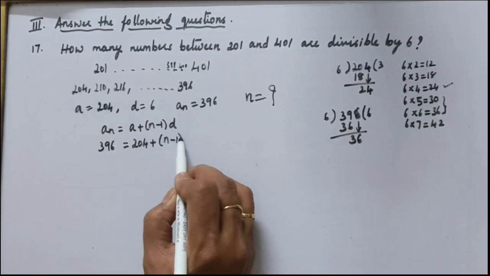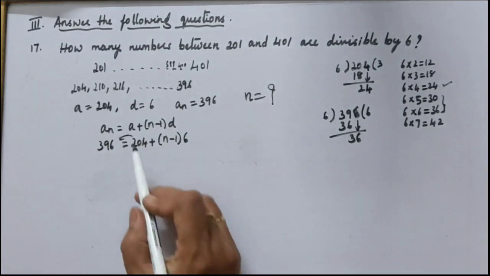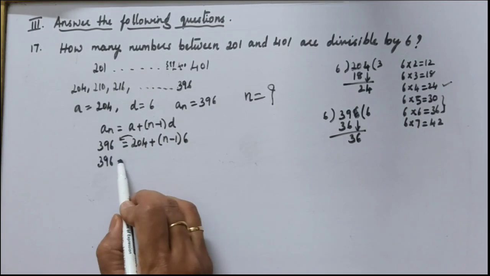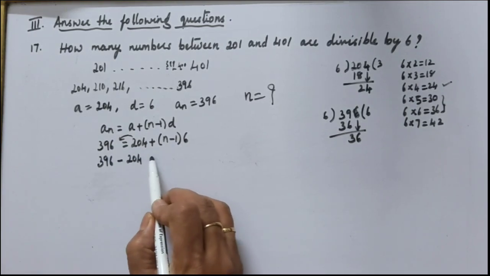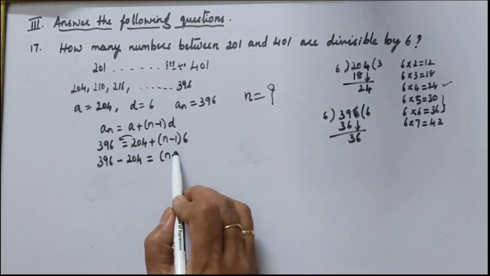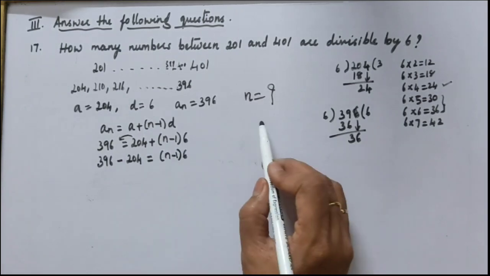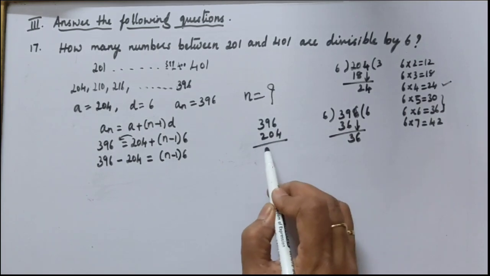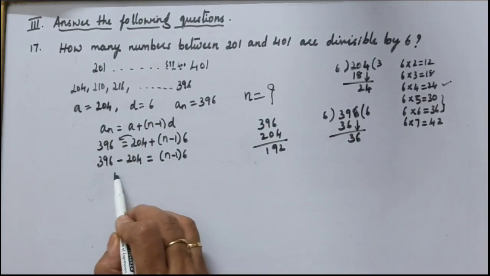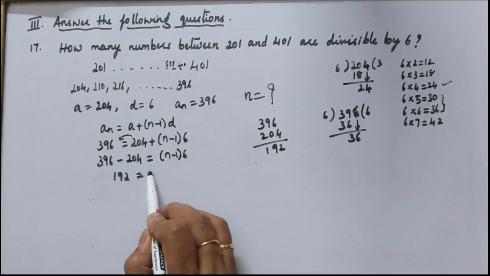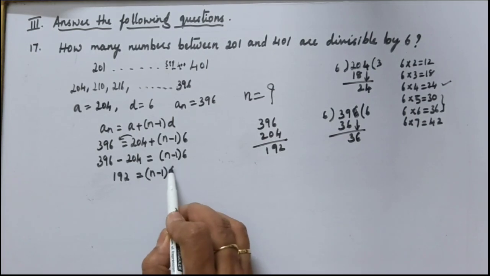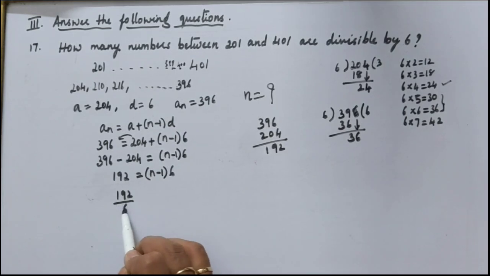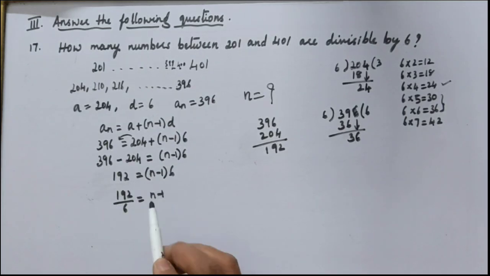n is not known, n minus 1, and d. We'll take this to the other side. We have got 396 minus 204 is equal to (n - 1) into 6. Let us subtract 396 and 204. We get 192. Okay, this is 192 is equal to (n - 1) into 6. We'll bring the 6 down in the denominator, 192 upon 6 is equal to n minus 1.